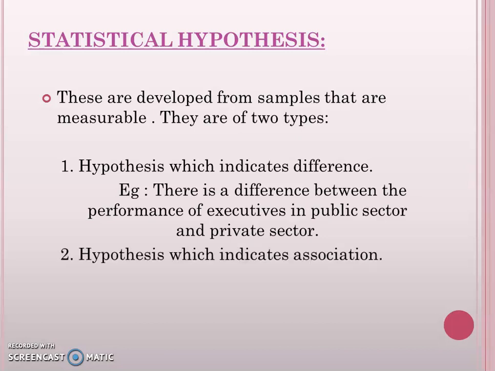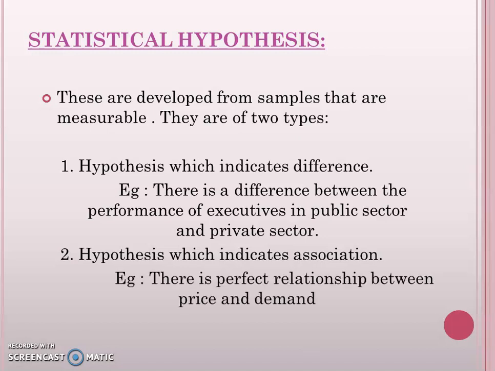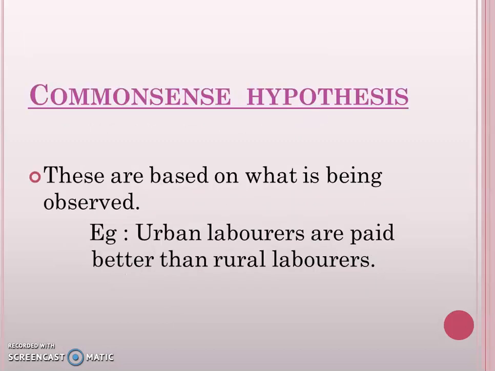The second one is a hypothesis which indicates an association or a relationship. There is a perfect relationship between price and demand. This is a part of economic theory, so it is something which is proved also. We can check for a particular product whether this theory is applicable or not. So these kinds of associations or relationships form part of the statistical hypothesis.